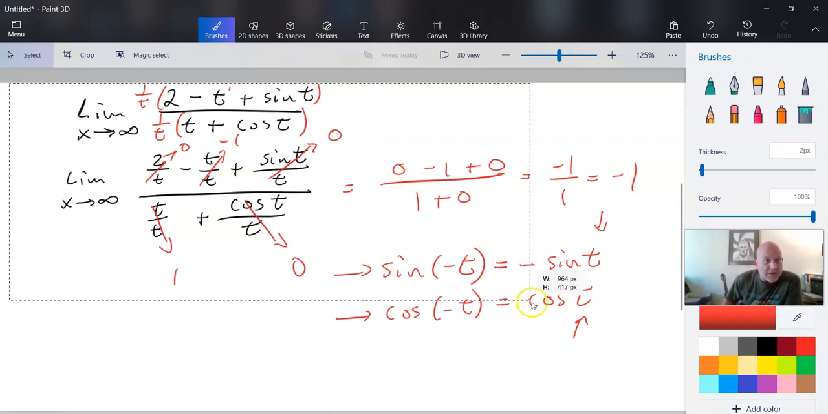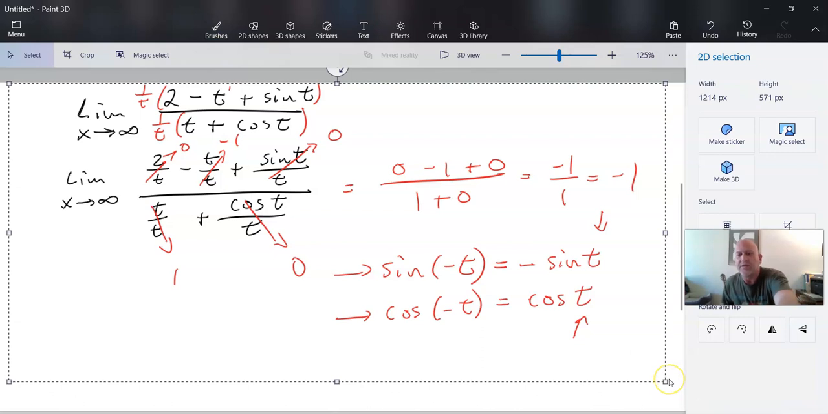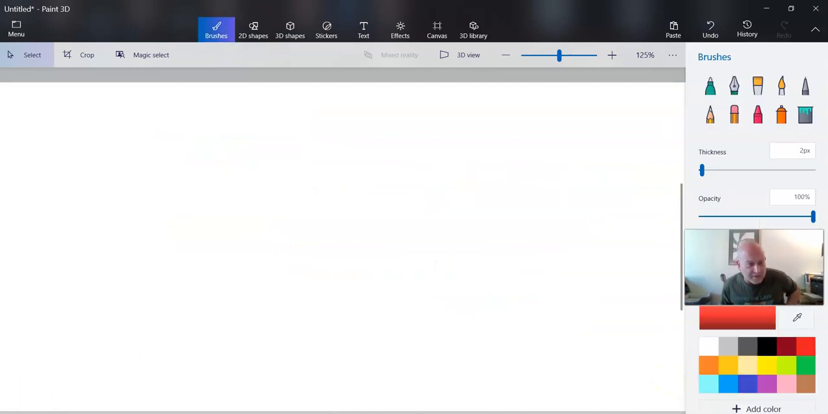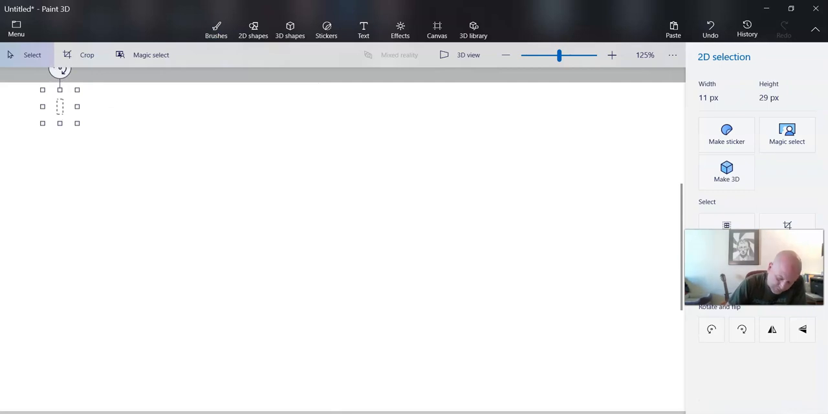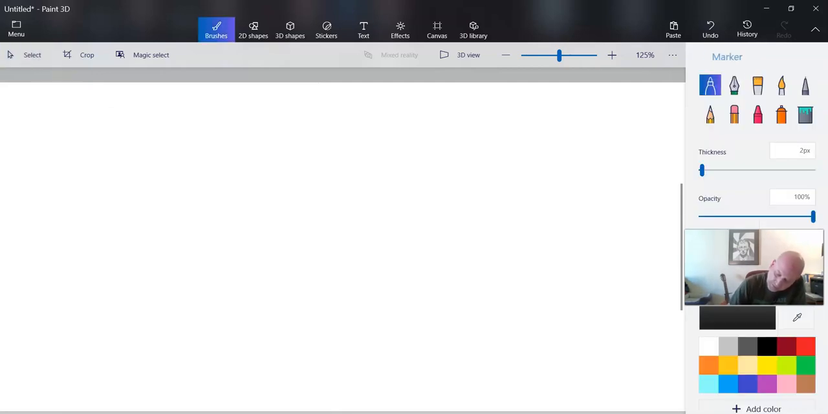Okay, so let's go ahead and take a look at some other stuff here. The last couple of examples we're going to look at are really just algebraic things that don't look normal, so I want you to see them before we actually have to deal with them. So let's turn the pen back on.